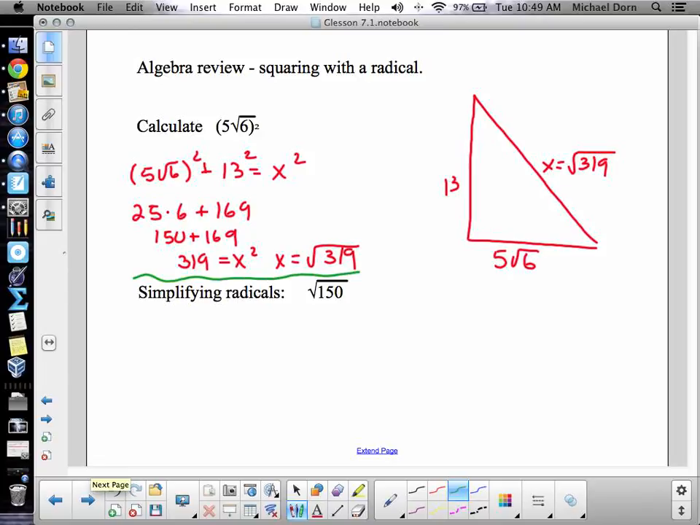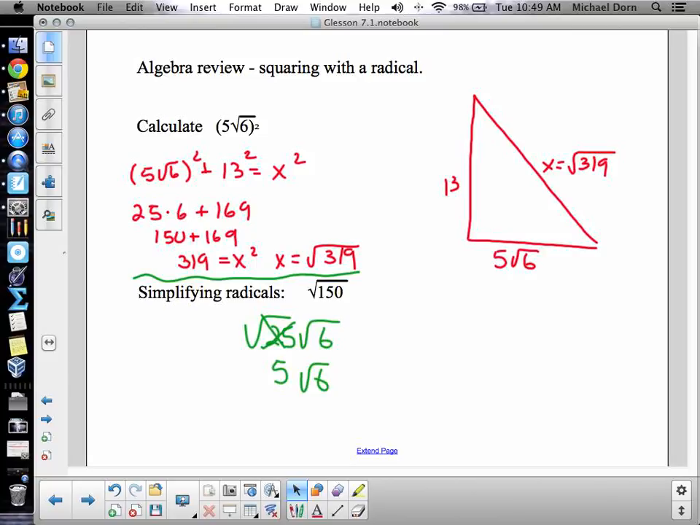Just a quick review. Simplifying square root of 150. What perfect square goes into 150? Largest one? 25. 25 times 6, so that's 5 root 6. Not 6 root 5. So again, none of this today is really that hard. Some of it is a little bit more challenging, but for the most part, if you just slow yourself down, take your time, and think about each step, it shouldn't be too tough.